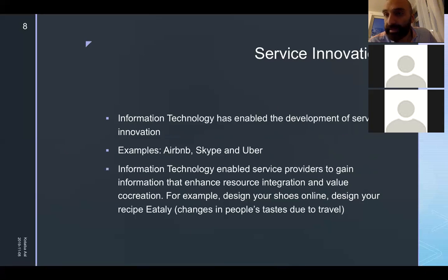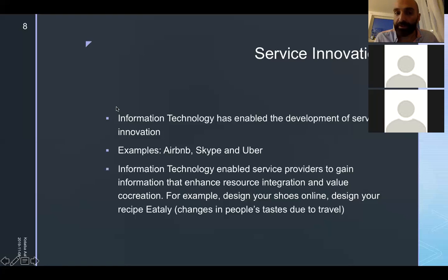For example, nowadays many customers are able to design their shoes online, design their recipe. I actually did research on a company called Italy. It's an Italian restaurant and they are very innovative. We can clearly see service innovation in the way they engage customers to design or make their own food recipe and cook it in the restaurant. And when the recipe and the food cooked is innovative and delicious, the company promotes it and tries to cook it indoors and sell it to people. So they turned individuals into chefs and they make value out of it. And this is a clear service innovation.